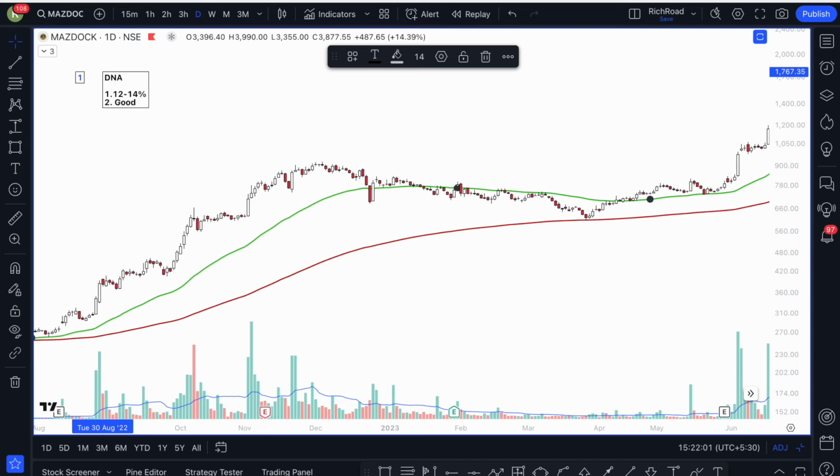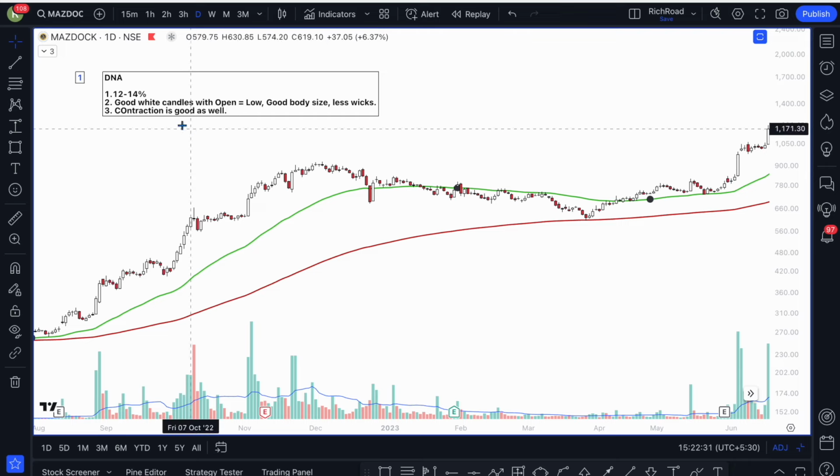Good green candles, right? The candles in the up move have their open almost equal to the low. That's a good thing, right? And they are full-bodied, good body size. They have fewer wicks. That's a good thing. And the third thing is the contraction is good as well. So this is the analysis that you have done for the DNA.